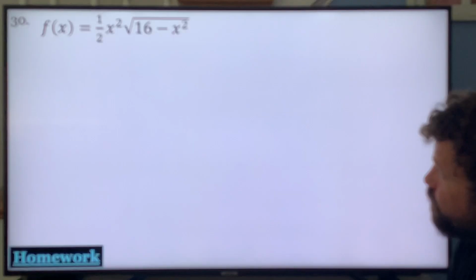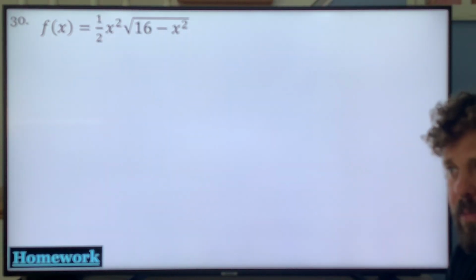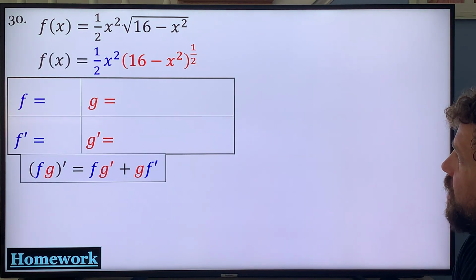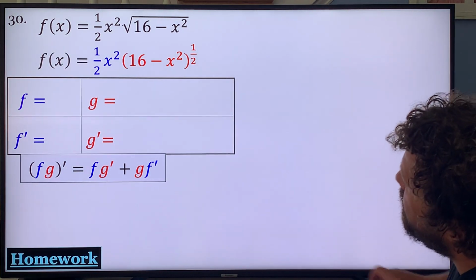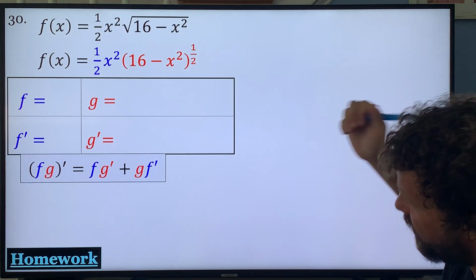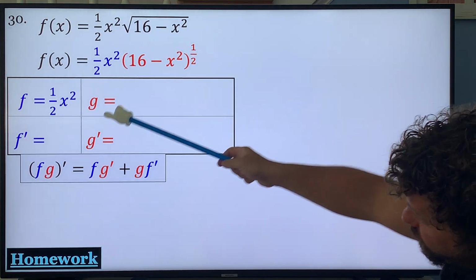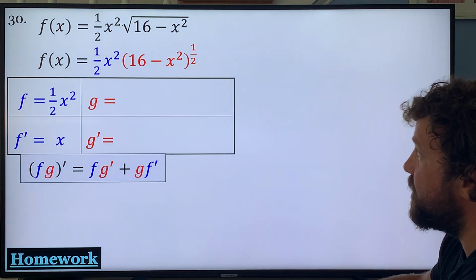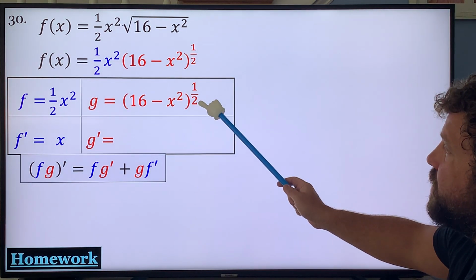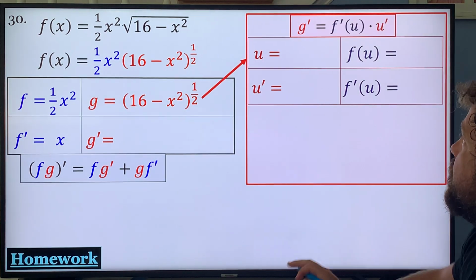We got another one. See this homework back to back? We only got a couple done in class. Product rule. You got your 1/2 x squared. You got your 16 minus x squared to the 1/2. What's my f? 1/2 x squared. 1/2 times 2x is just x. G is 16 minus x squared to the 1/2. Because you're raising it to the 1/2, you have to use the chain rule.